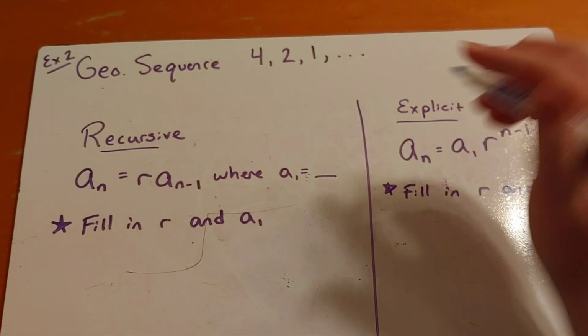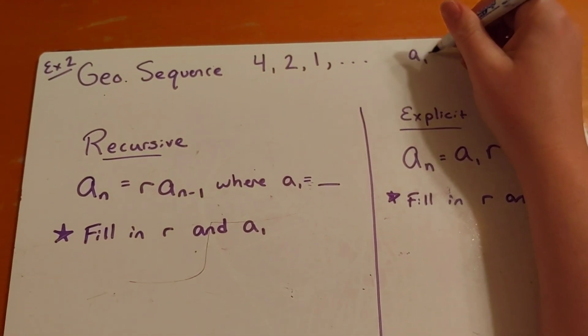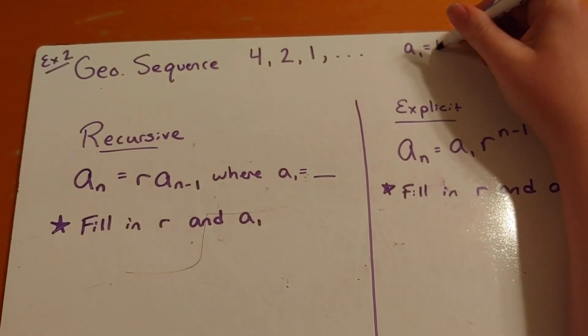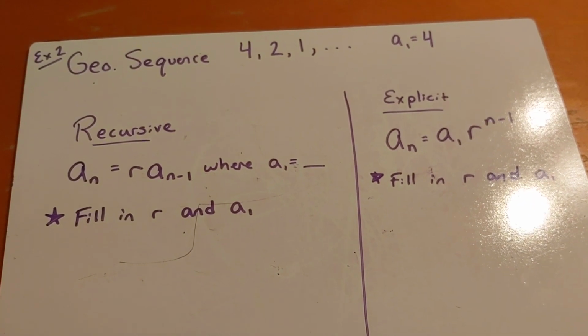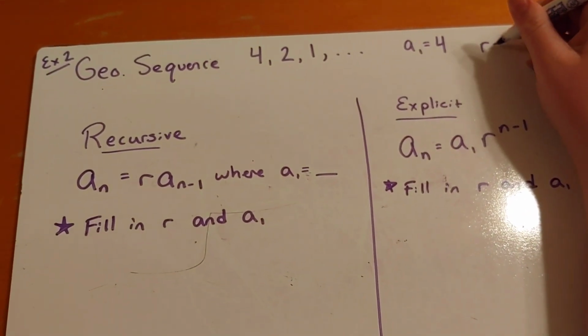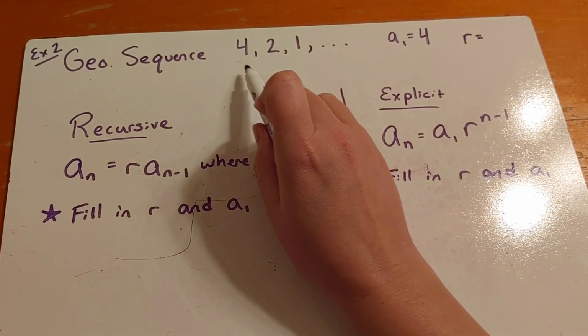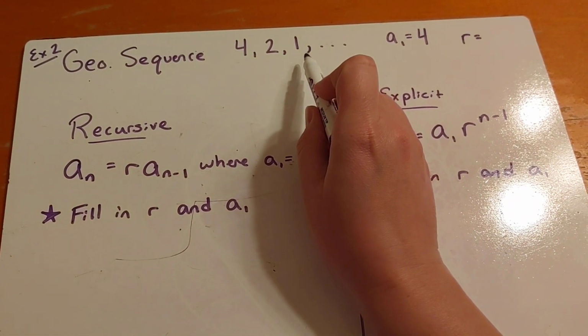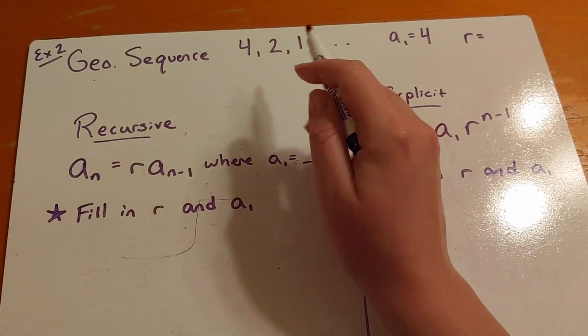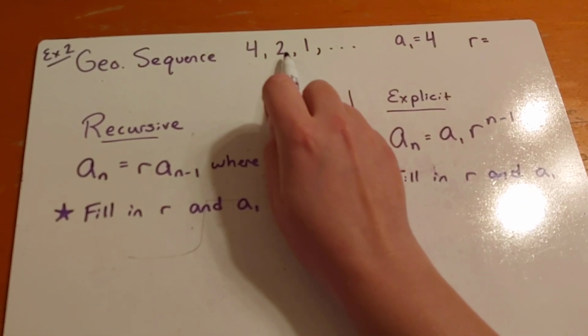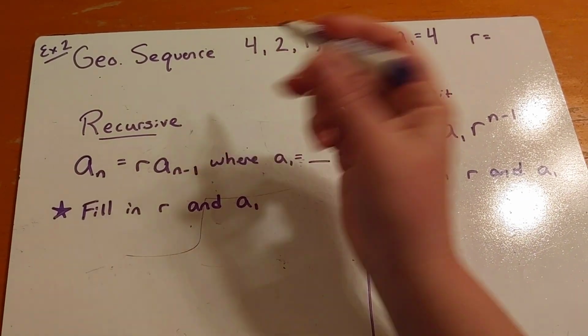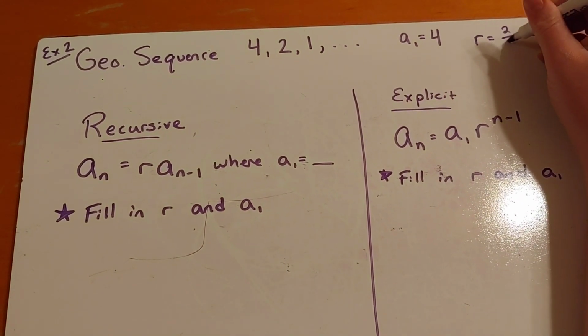I already know it's geometric, so I'm just going to take the time to write out what my first term is, which is 4. All right, next thing I'd like to identify is what is my common ratio, or my R. So how do I get from 4 to 2 to 1? Looks like I'm multiplying by a fraction. So if I'm not sure what fraction, I'll take any term and divide it by the previous one. So I could take 2 and divide it by 4.